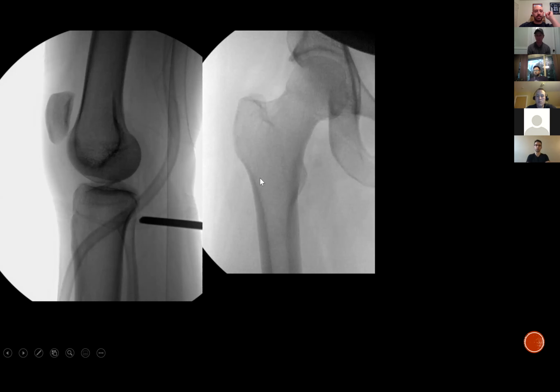And this is only one technique. I will tell you, this is only one technique of obtaining rotation, but this is the way that we do it. And there is evidence that this is the best way of doing it.